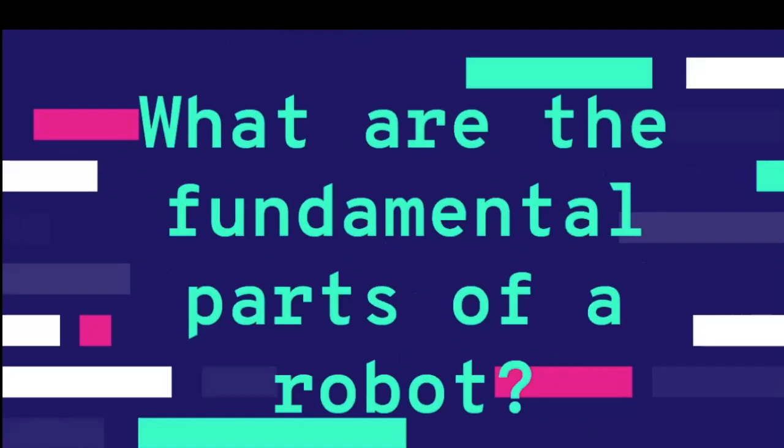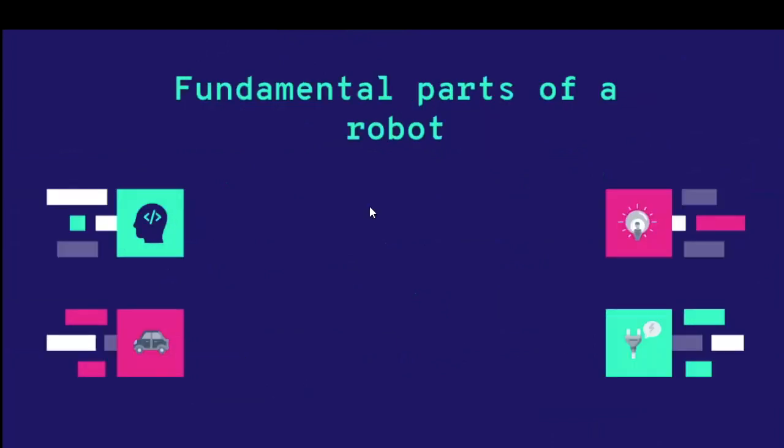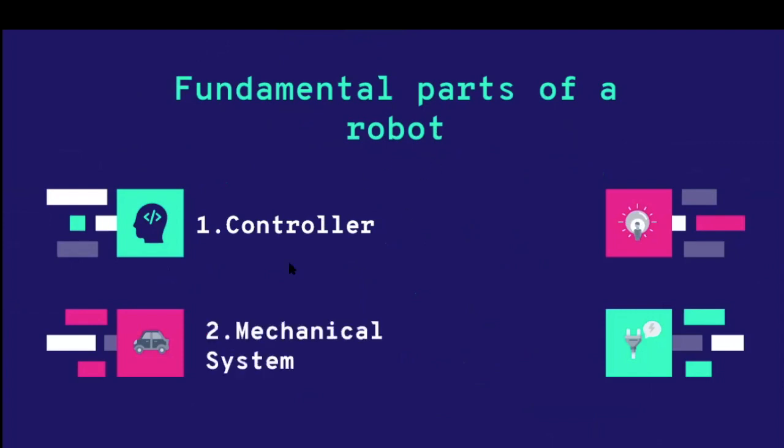Now let's talk about the fundamental parts of a robot. These are the main parts of a robot. There are basically 4 basic parts. The first one is the controller. The second one is the mechanical system. The third one is the sensors. And the fourth part is the power supply. So these are the 4 fundamental parts of a robot.